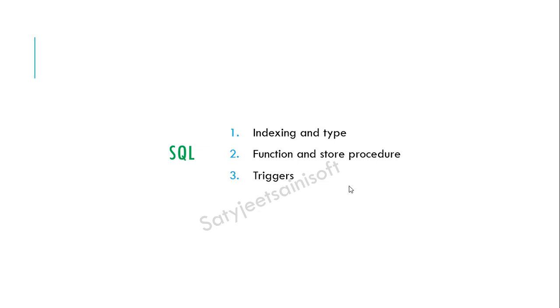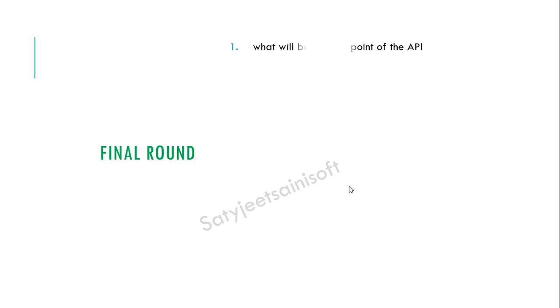The other one is the trigger. For any serious or critical type of transaction we are performing, we use a trigger, and there you need to explain the two types of virtual tables, or magic tables, deleted and inserted. The final round is basically a combination of both the second and third rounds.